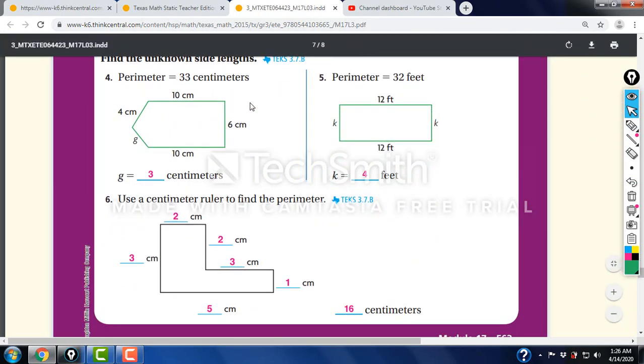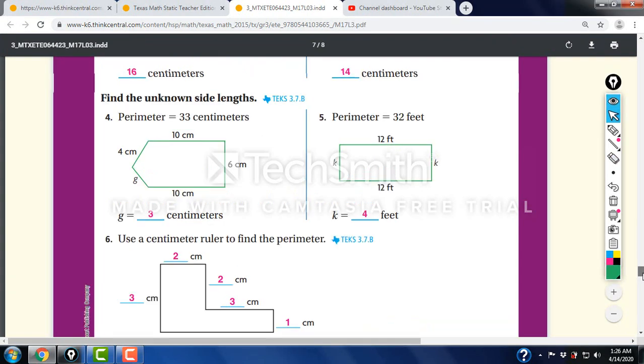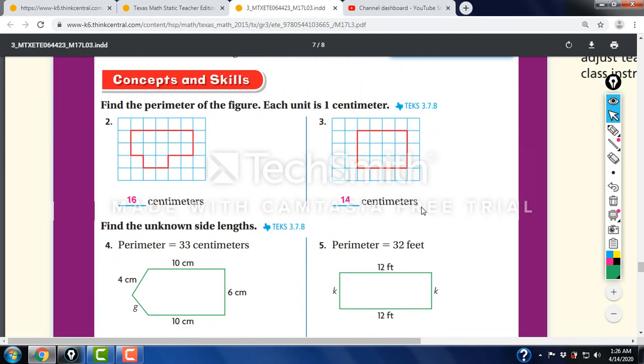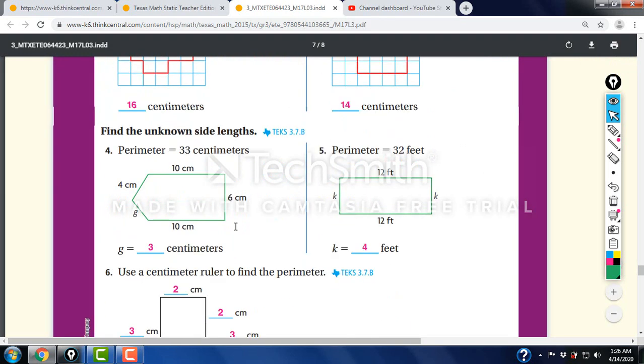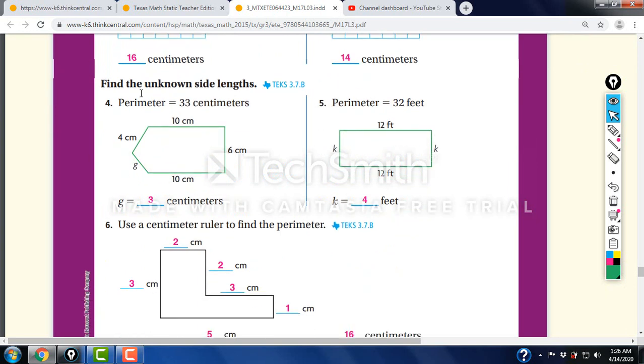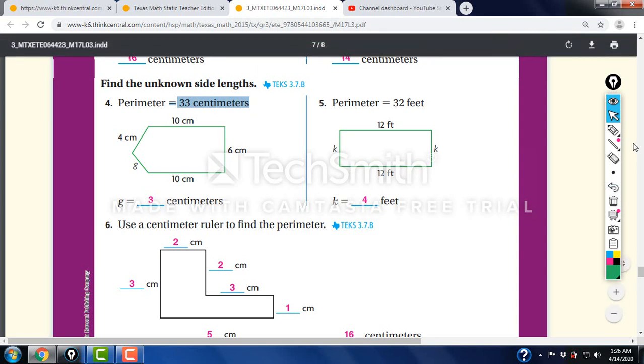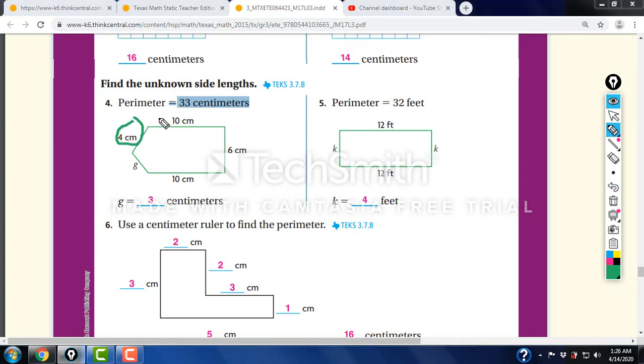We're doing the find the unknown sides here, the unknown lengths, I'm sorry. So if you remember, they'll give you the perimeter. So once you get the perimeter, you have to add what they give you and then subtract it from the total perimeter there, and that'll give you the length of the unknown side, which was 3 in this case.